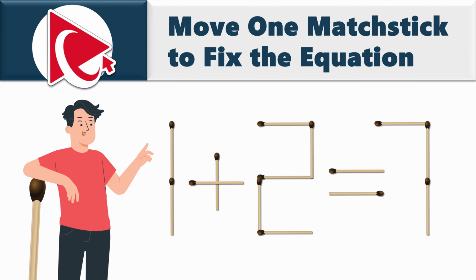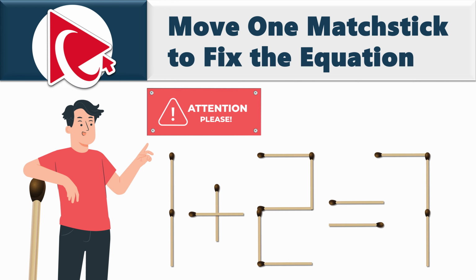This particular practice question is waiting for your individual touch to get solved, and I have full confidence that you can do it. You're presented with an equation. This equation is not mathematically correct, but you need to find and move 1 matchstick to fix it. The current equation is 1 plus 2 equals 7. Remember, just 1 matchstick. And I know you can do it.